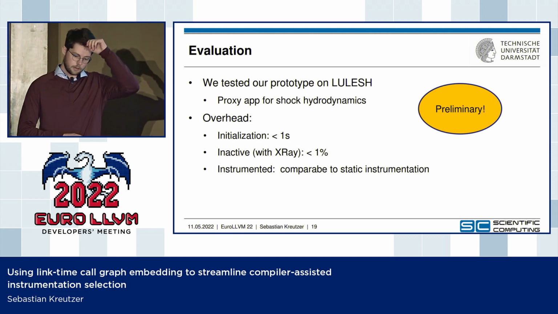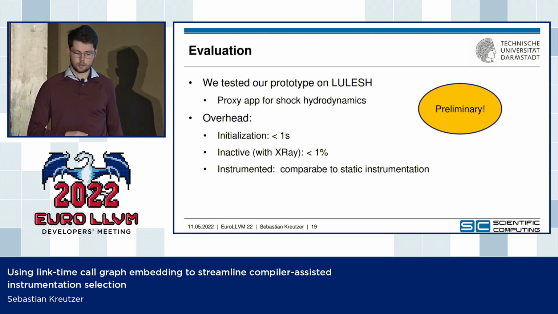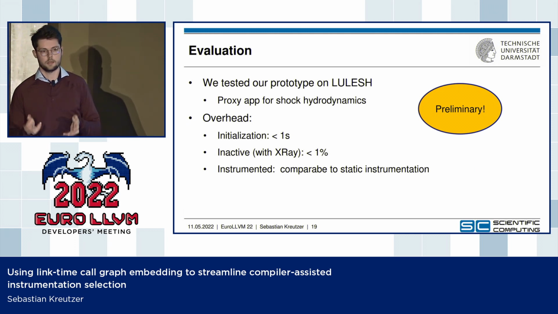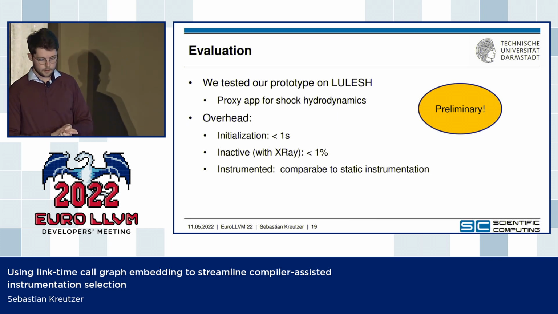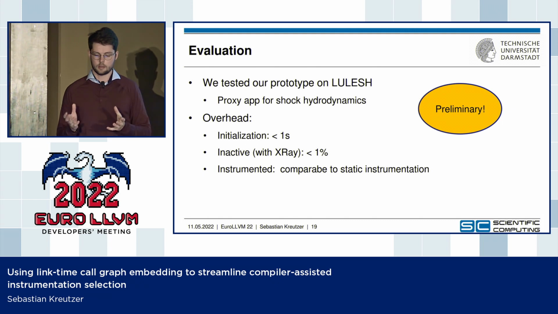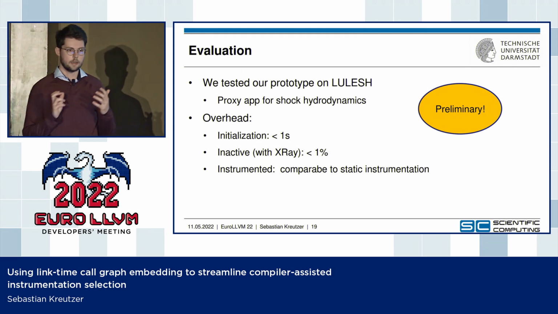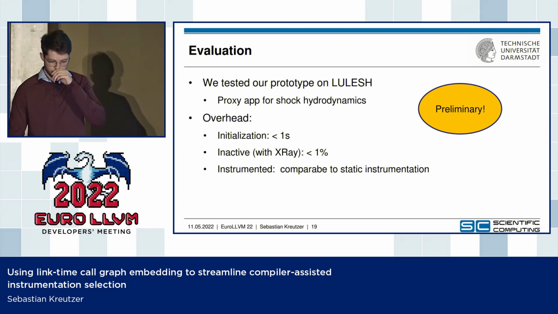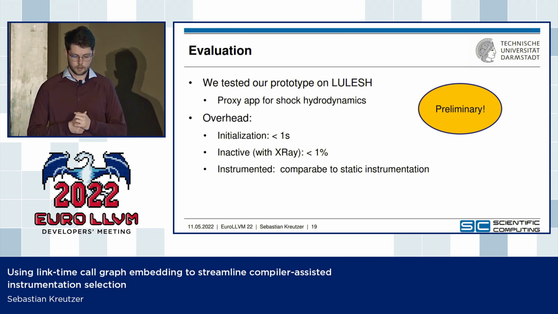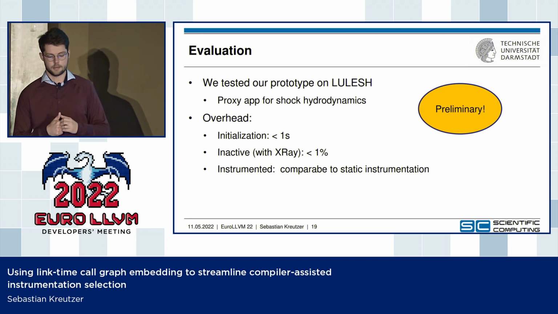So the overhead for initialization is below 1 second, and that involves loading the call graph, running the CaPI analysis and patching the functions. And when running with the inactive binary, where XRay has been applied but the functions haven't been patched, the overhead is below 1%, which means it can possibly be used in production without penalty. And the instrumented version is comparable to a version that uses normal static instrumentation, so there's not really any difference there.